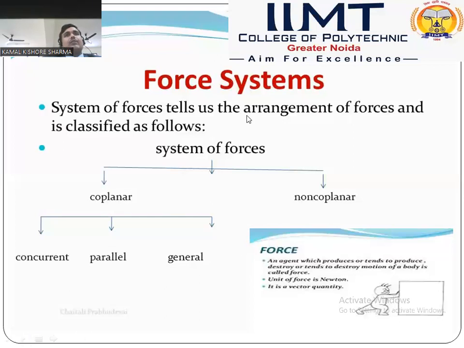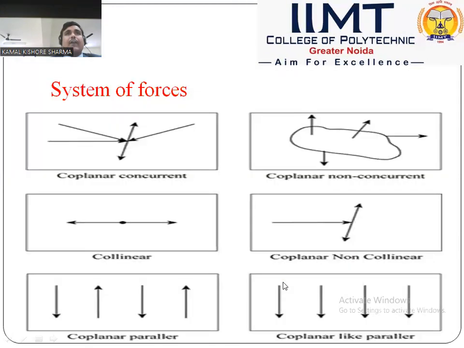So we can study what force systems are. System of forces tells us the arrangement of forces, which are classified as coplanar and non-coplanar forces, concurrent forces, and parallel forces. And what is force? It is an agent which produces or tends to produce, destroys or tends to destroy the motion of a body, which is called force. The unit of force is Newton and it is a vector quantity.